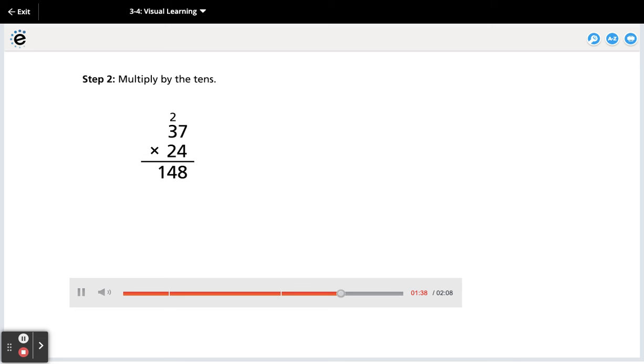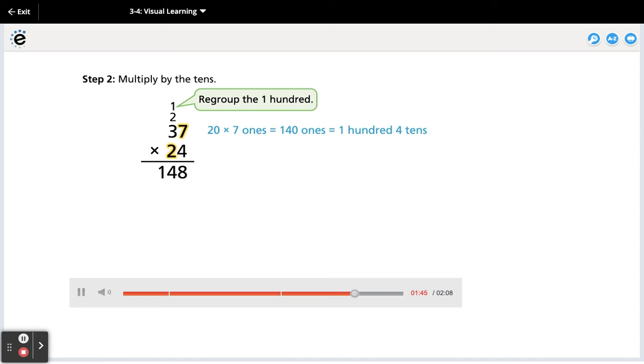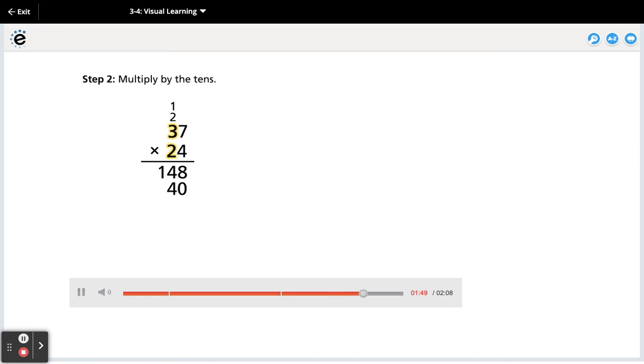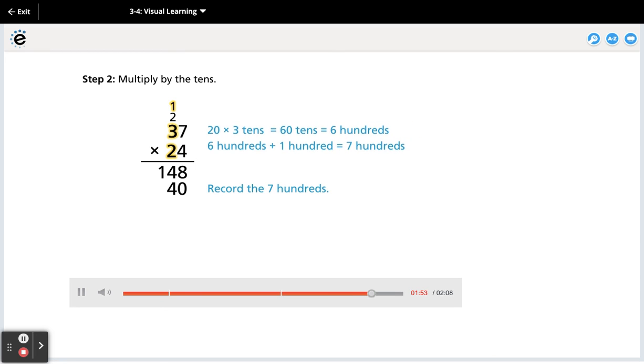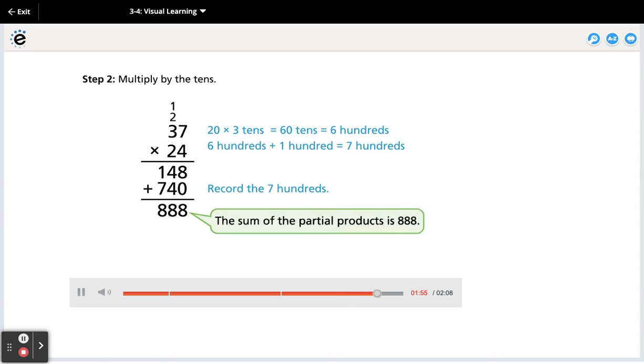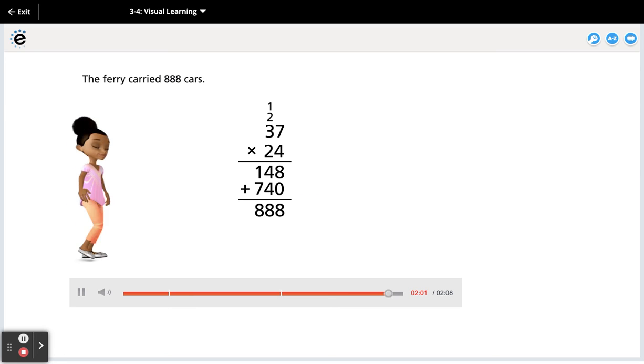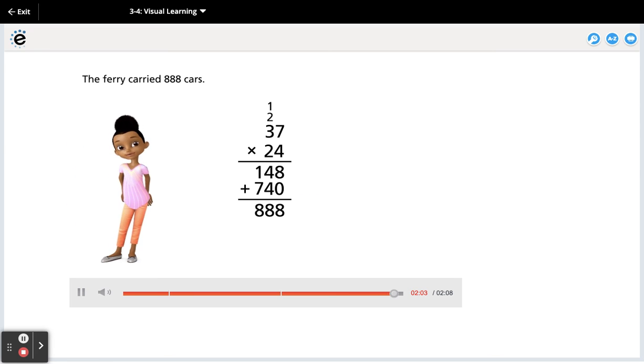Step 2. Multiply by the tens. Regroup the 100. Record the 4 tens. Record the 700s. The sum of the partial products is 888. The ferry carried 888 cars.